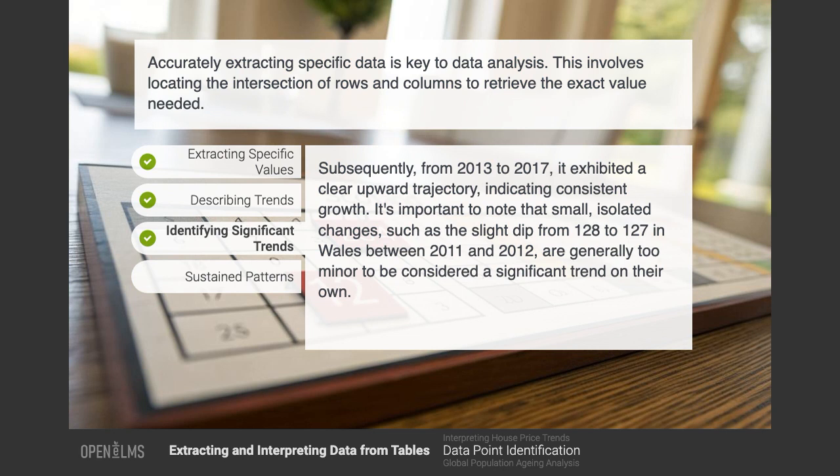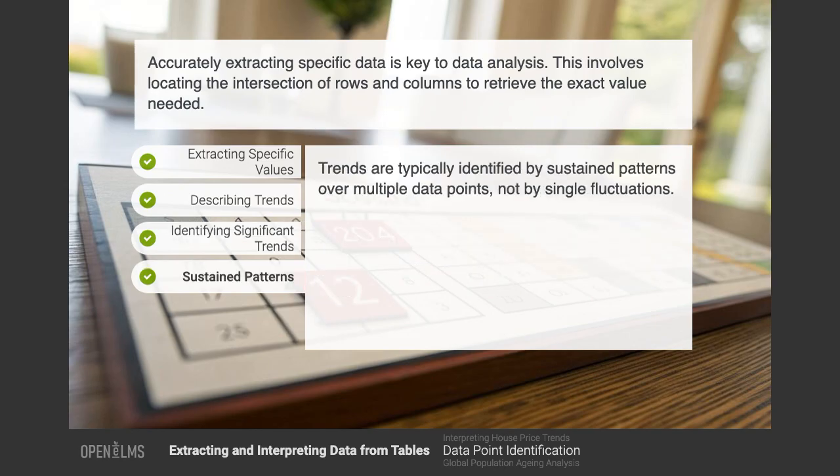It's important to note that small isolated changes, such as the slight dip from 128 to 127 in Wales between 2011 and 2012, are generally too minor to be considered a significant trend on their own. Trends are typically identified by sustained patterns over multiple data points, not by single fluctuations.